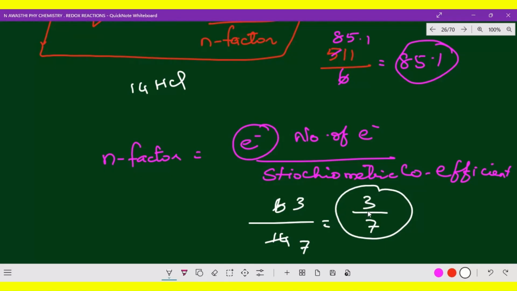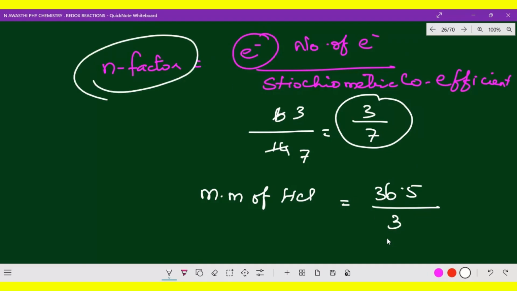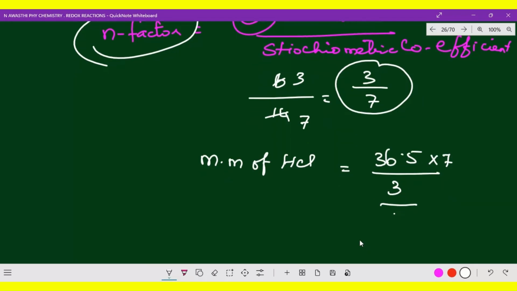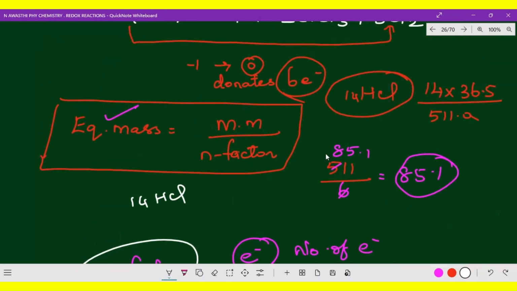Now the same answer you bring over here. The molecular mass of HCl, 36.5, divided by the n factor, which is 3 by 7. The 7 will go upwards, so 36.5 into 7 divided by 3. When you calculate this, you will get 85.1 only, right? That is the equivalent mass. Equivalent mass equals molecular mass by n factor.